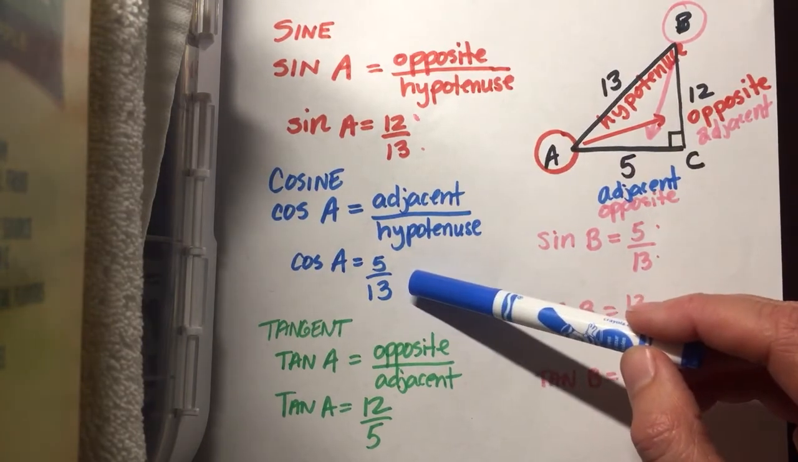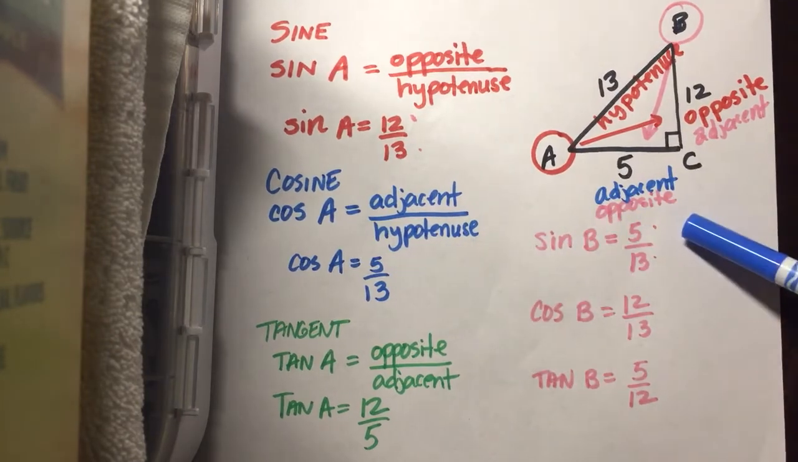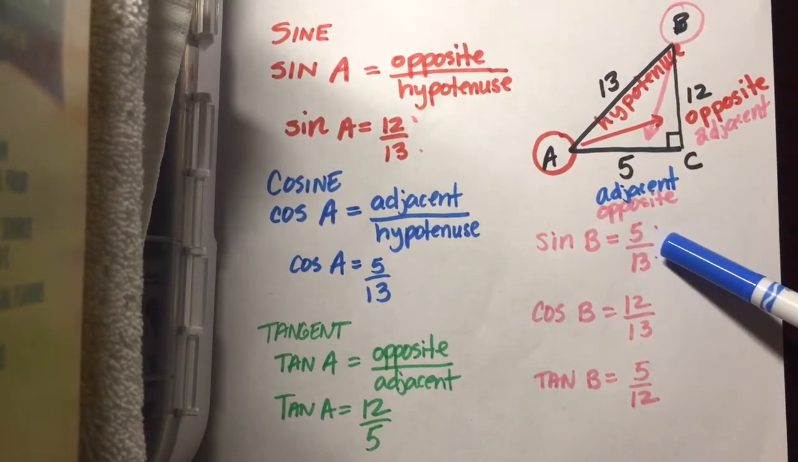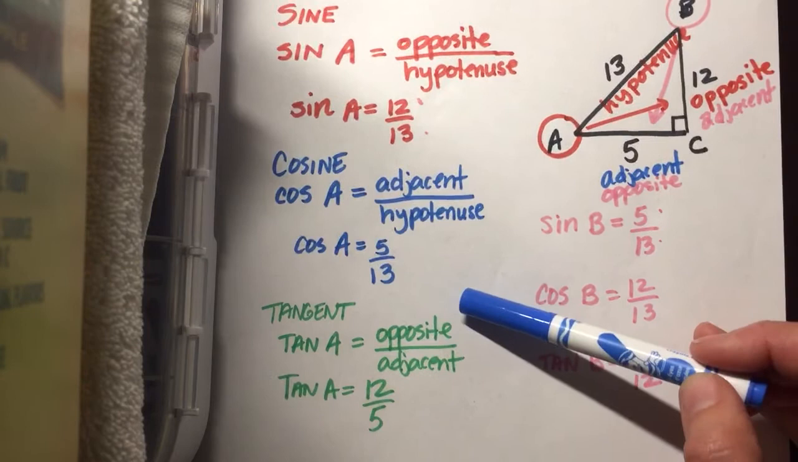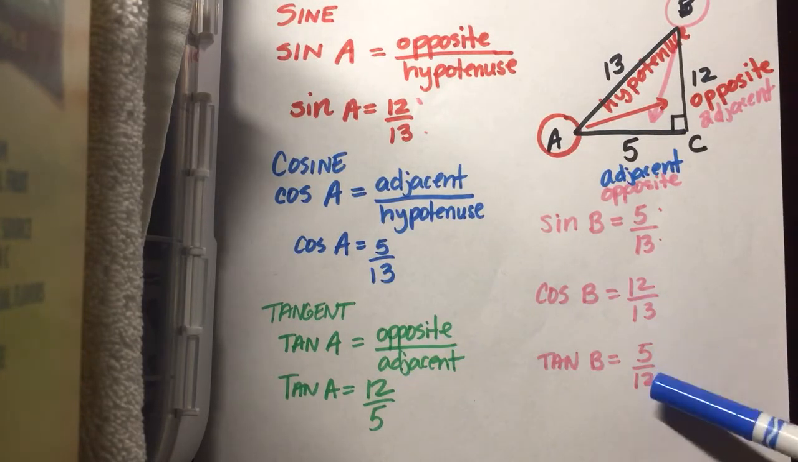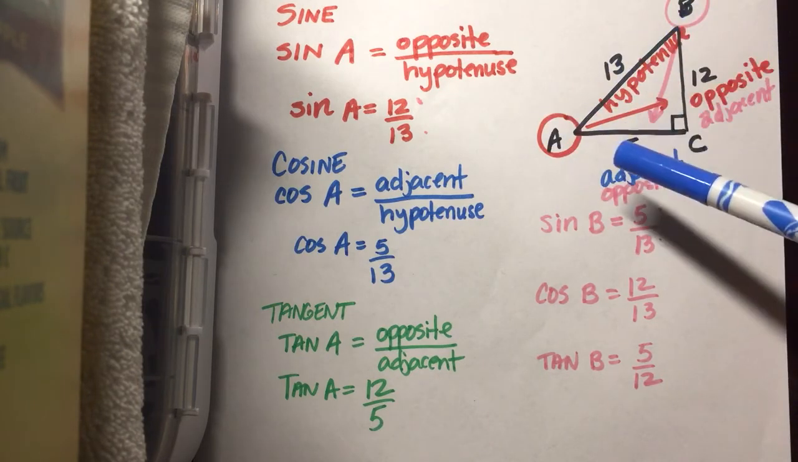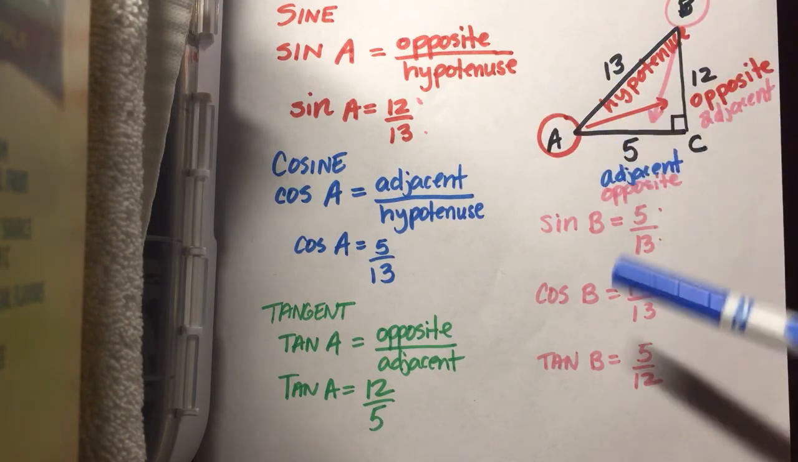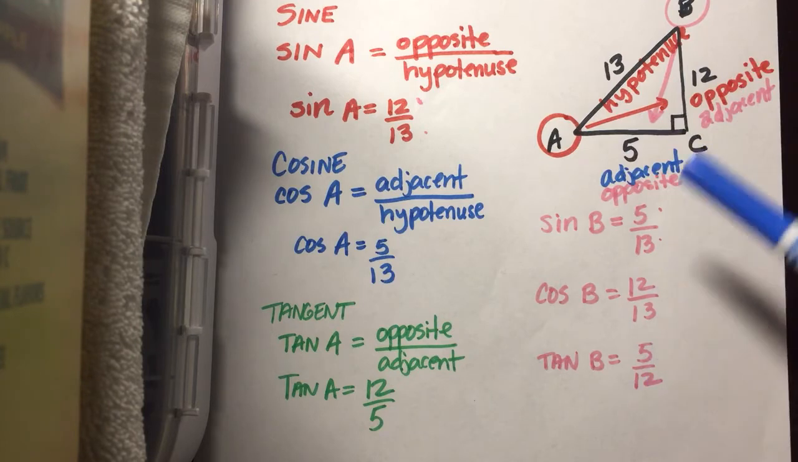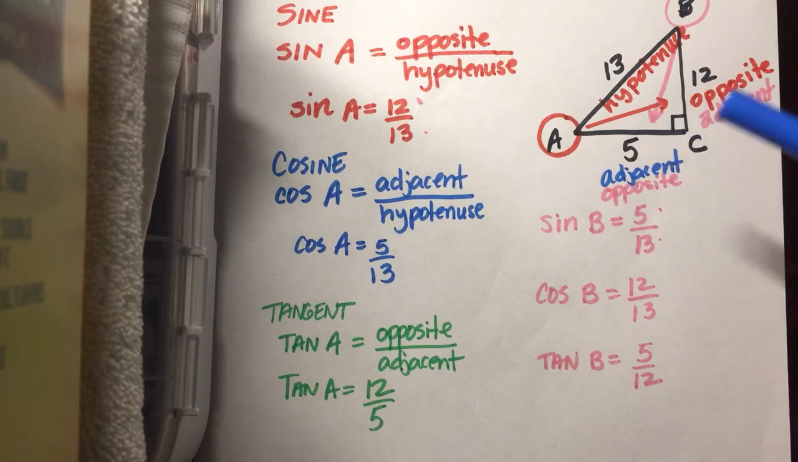That's why these are the same. Look at the cosine of A and the sine of B. When you flip angles, the opposite and adjacent switch. And then look at tangent. Tangent, 12 over 5, 5 over 12. The tangent becomes the reciprocal when you flip angles, because adjacent over opposite becomes opposite over adjacent, because what was opposite becomes adjacent. So you've got to look at perspective based on where you are in the triangles, okay?